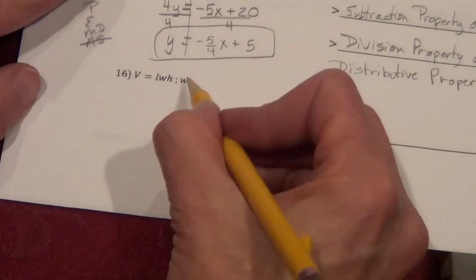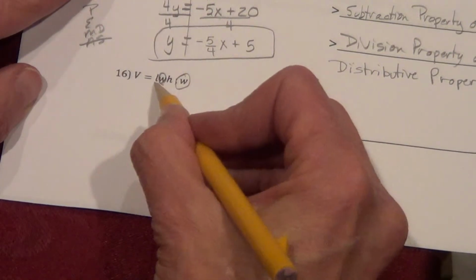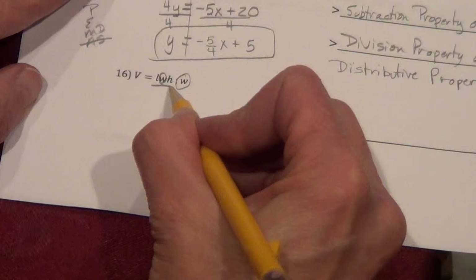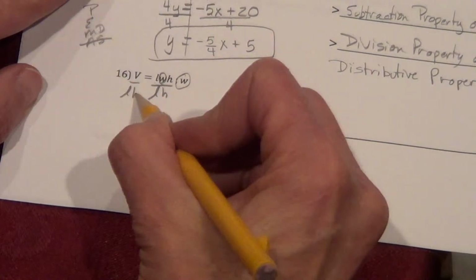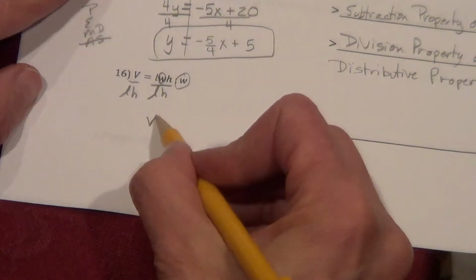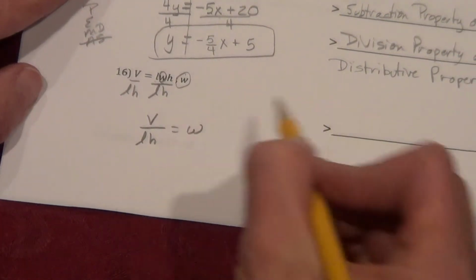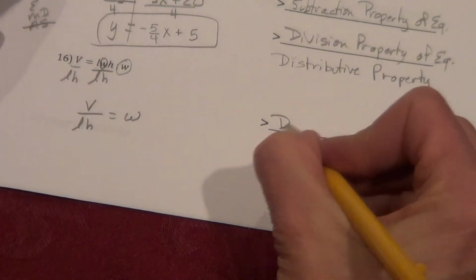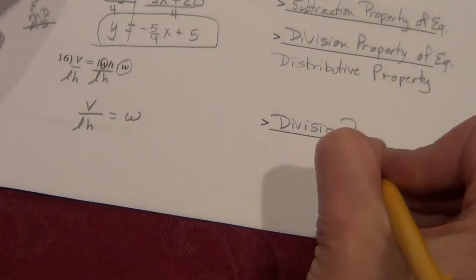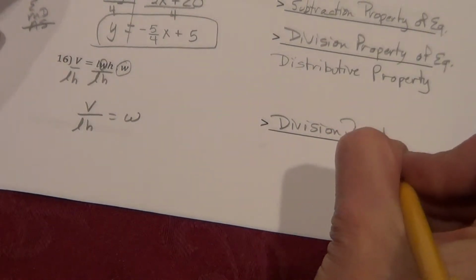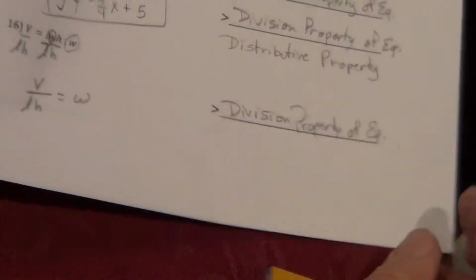Next problem, it asks us to get w alone. So we circle w in here. W is being multiplied by L and H, so we divide by L and H. We get V over LH equals W. That was simply the division property of equality.